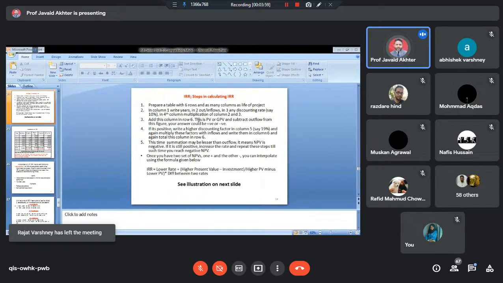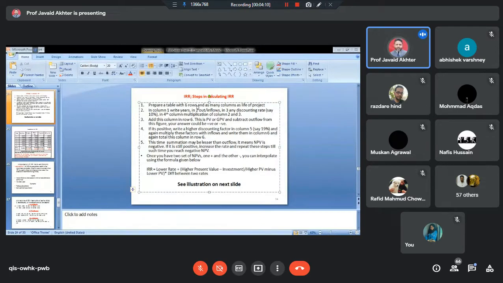Look at the steps that are involved. Ask me if there is any problem in any step, and then I'll illustrate them also. What is the first step? Prepare a table with 6 rows, as many columns as there are life in a project. No, it's opposite. I have written wrong. Prepare a table with 6 columns and as many rows as life of project. If the project has 7 years life, we will have 7 rows, 10 years life, 10 rows, 20 years life, 20 rows, and there will be 6 columns.